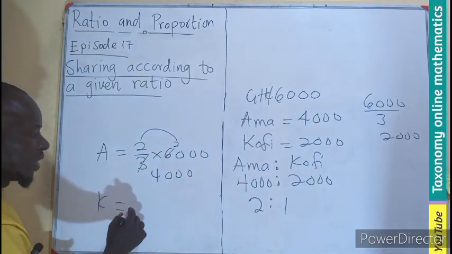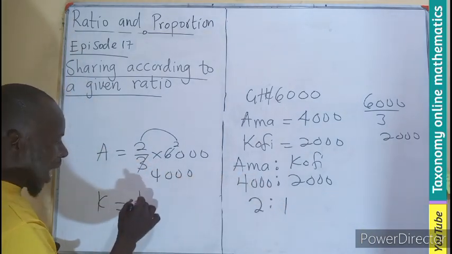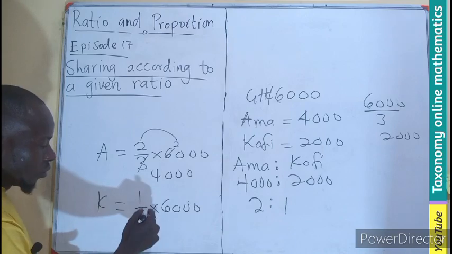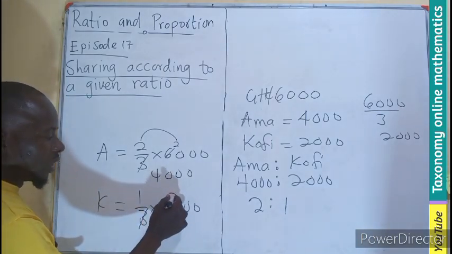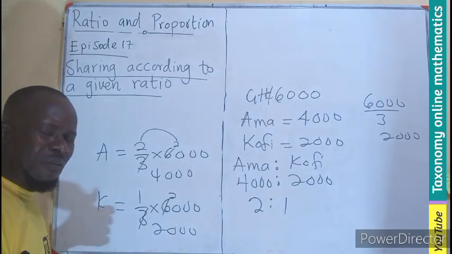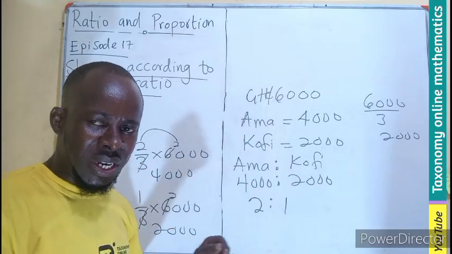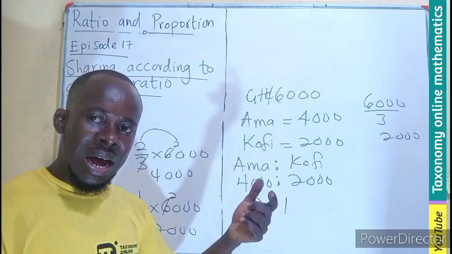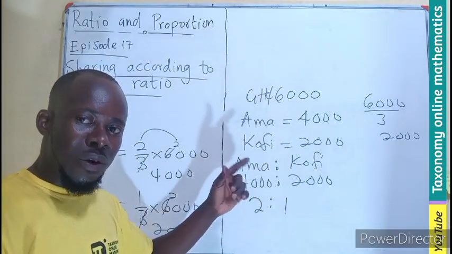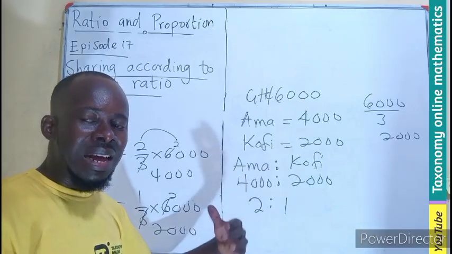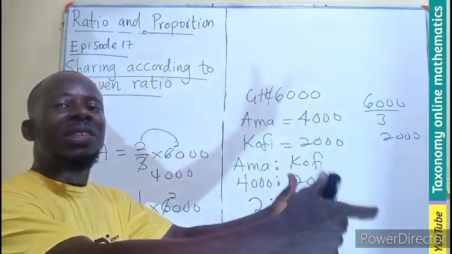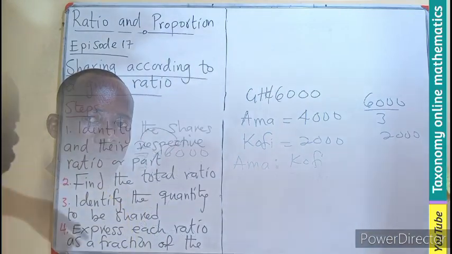Kofi will also have 1 out of 3 divisions of the 6,000. 3 into 6 is 2, 1 times 2 is 2,000. So you can see that the first thing is to find the total ratio. Express the ratio of each person as a fraction of the total, multiply by the quantity to be shared, then you are there.